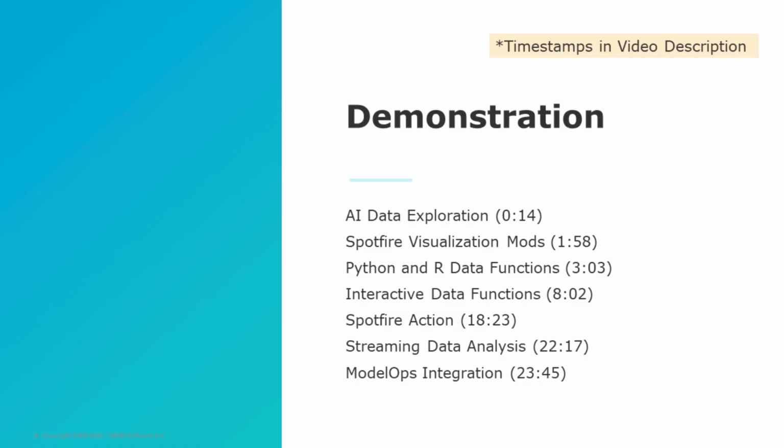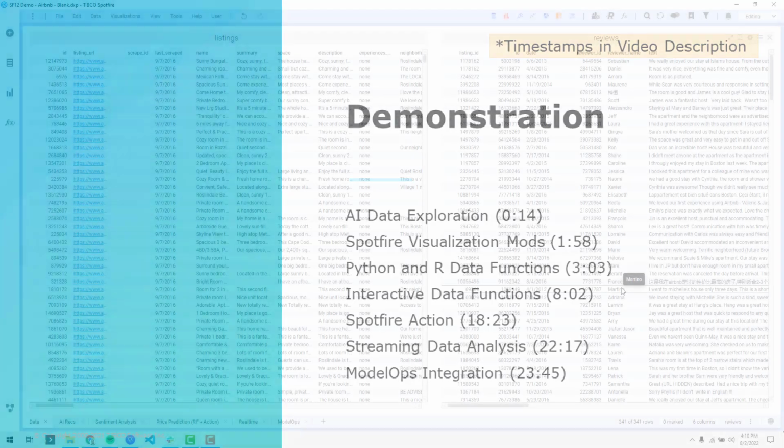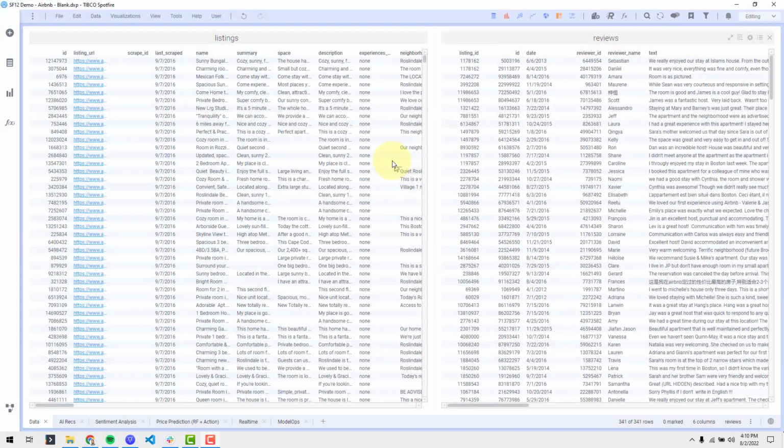In this demo, I'm going to demonstrate the full capabilities of Spotfire using an Airbnb dataset. This is going to encompass Spotfire 12 actions, ModelOps, data streaming, data functions, and mods. So to start with, I have a set of listings and reviews from Airbnb.